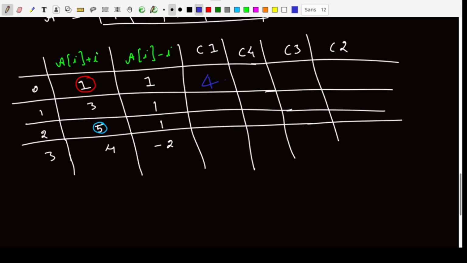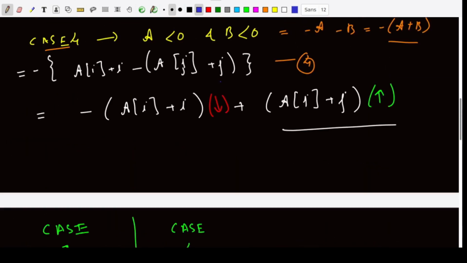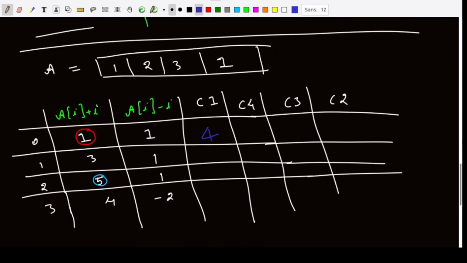Now let us look at case 4. Case 4 says I want to find the maximum value of aj plus j and I want to find the minimum value of ai plus I. So the maximum value of ai plus I is again 5, and the minimum value is 1, right? And case 4 in the same way will result in 4. So that is what I was trying to refer to, that case 1 and case 4 are equivalent. I hope by now it is very clear that case 1 and case 4 are the same.